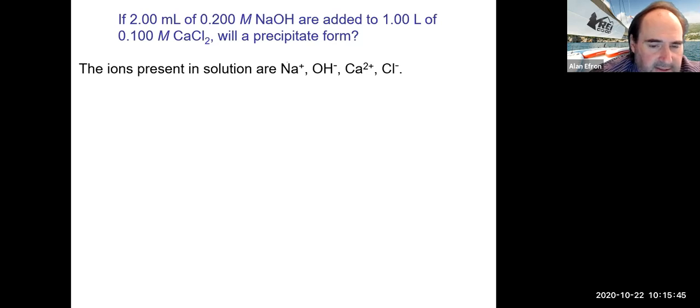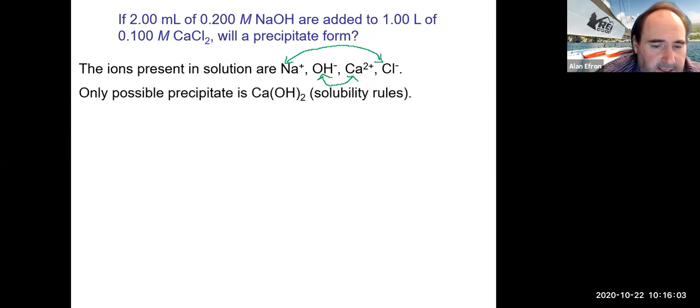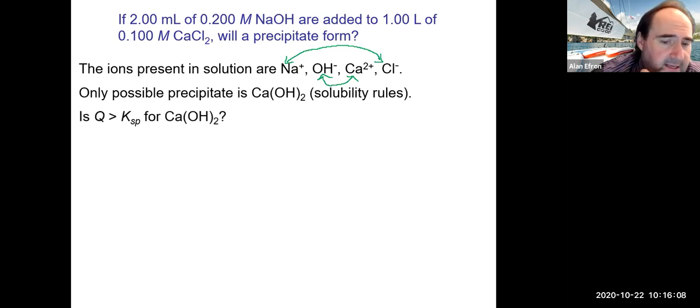So our other option would be the sodium and the chloride coming together, or the calcium and the hydroxide coming together. So again, if you look at those combinations and you remember some of your solubility rules, really the only one that is possibly going to make a solid is calcium hydroxide. So in this combination, if we poured both of these solutions together, our only possible solid would be calcium hydroxide. So really what we want to figure out is Q for calcium hydroxide.